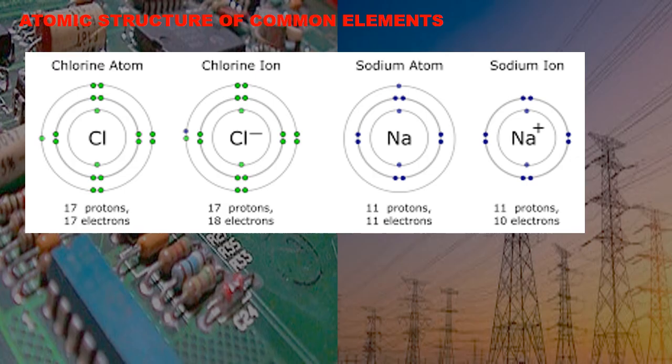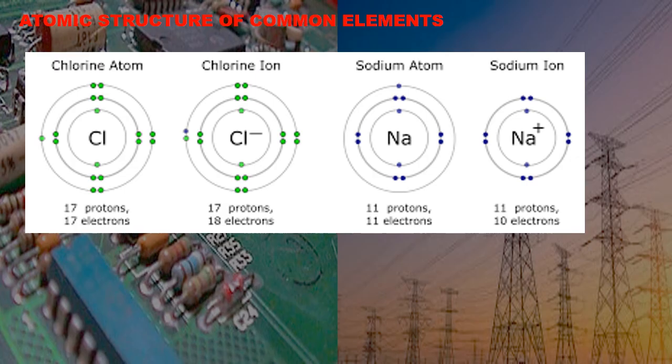And then let's look at sodium. Sodium has 11 protons and 11 electrons. The number of electrons and protons must be equal at all times, because they are opposite charges. So in order to maintain the balance in the atomic structure, the number of protons, which is positive, and the number of electrons, which is negative, must be equal to balance the atom.